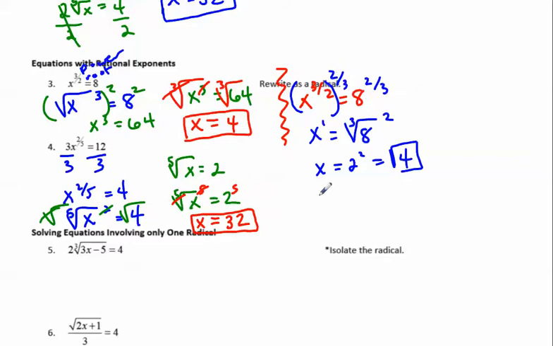Alright, and then if you did that with the other method, you would raise both sides to the 5/2 power to undo this, and you would still have 4 to the 5/2 equals 32.